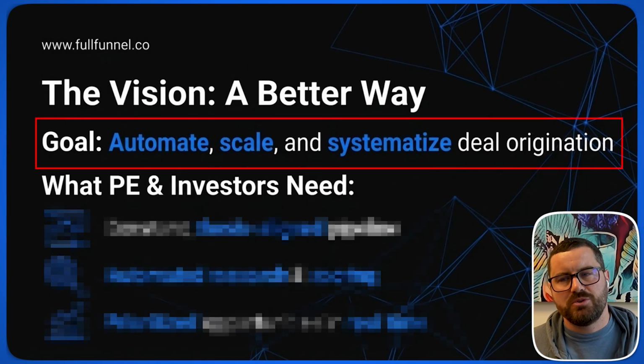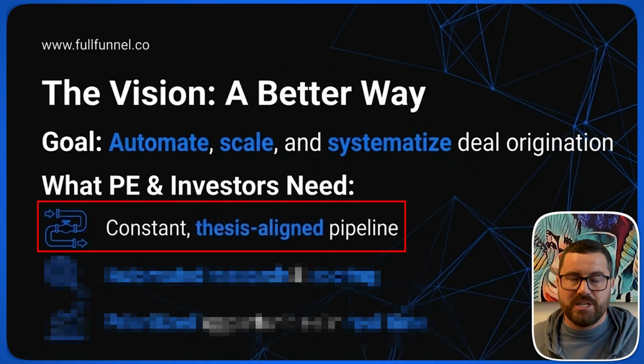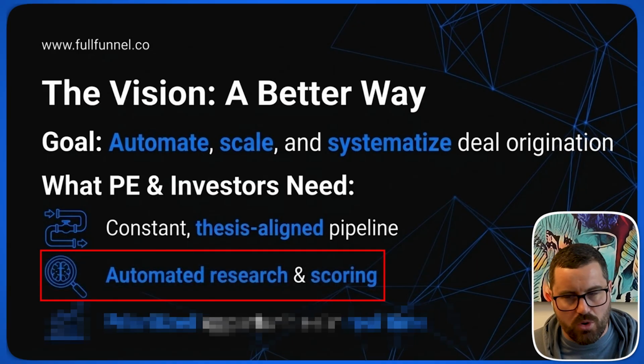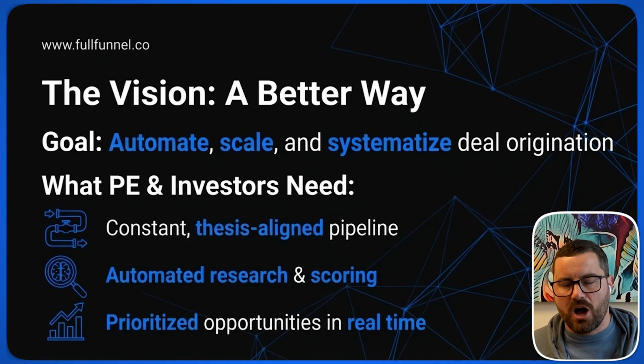The reality is, to automate, scale, and systemize deal origination, what you're going to need is essentially to have a thesis aligned pipeline. You're going to need to create a whole bunch of agentic workflows that do automated research, they do the scoring, and you want to be able to prioritize opportunities in real time. You want this to be just constantly running.